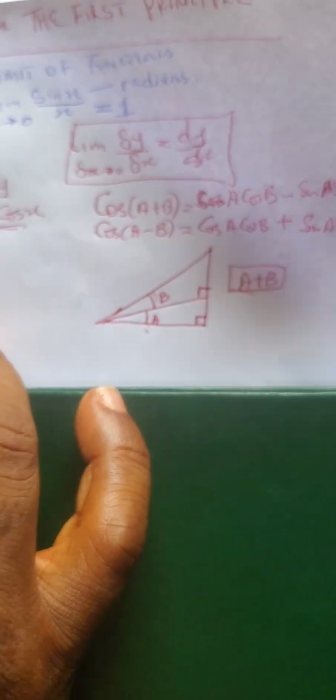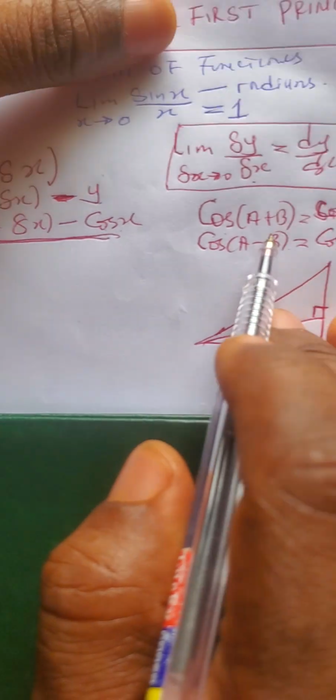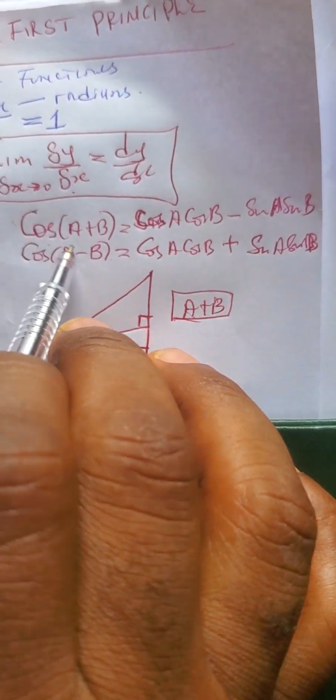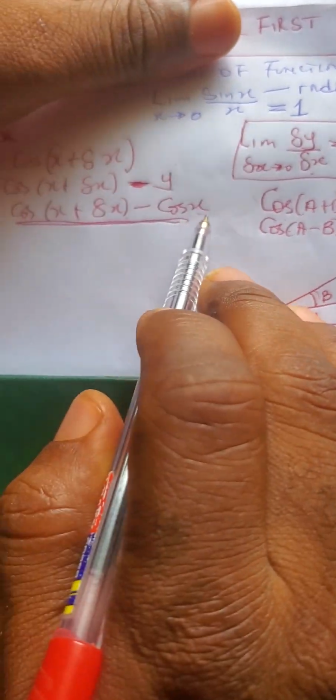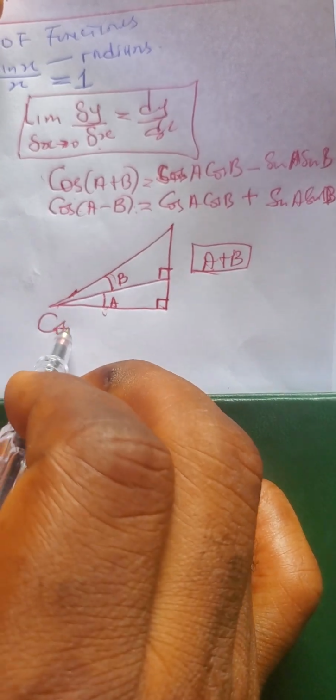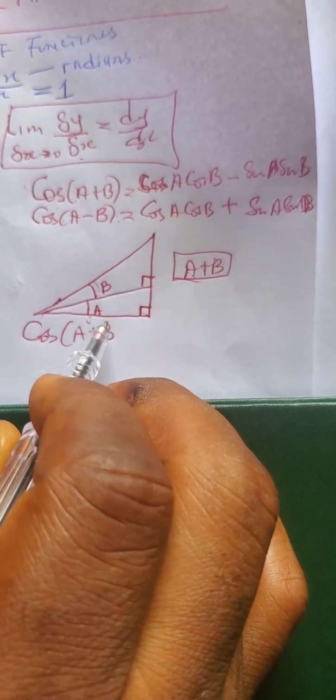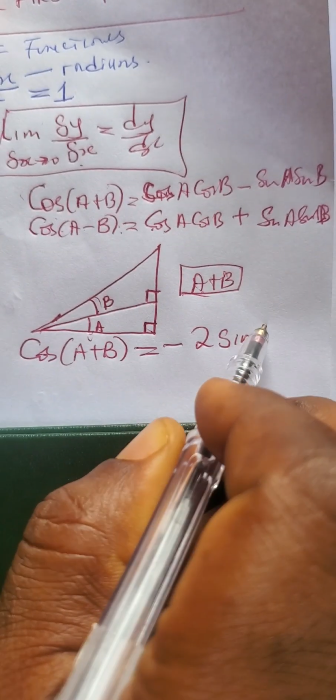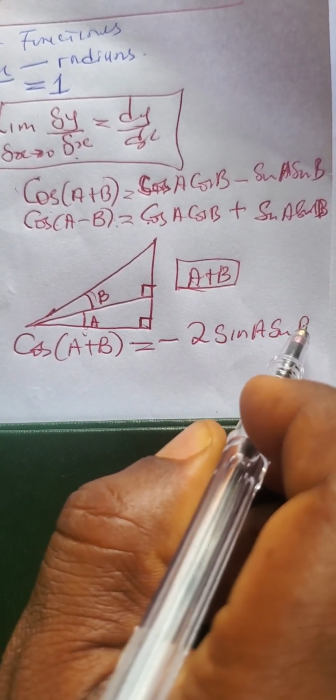Now, if you look at the expression I have here, I'm subtracting cos x from cos of x plus delta x. That means if this one represents cos of x plus delta x, then this cos of a minus b will represent cos x. So I'm going to subtract this from here, based on this subtraction form. If you subtract, we have cos a plus b, and when we subtract, this one will cancel out. Then we have minus 2 sine a sine b.